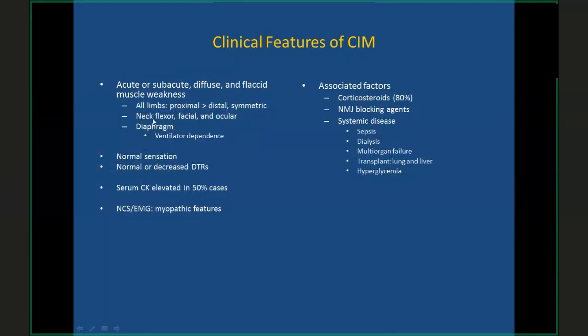Also, the neck muscles are involved. Neck, facial, or sometimes even ocular muscles might be involved too. And most patients have diaphragm paralysis, so that's the reason the patient cannot wean from the ventilation.